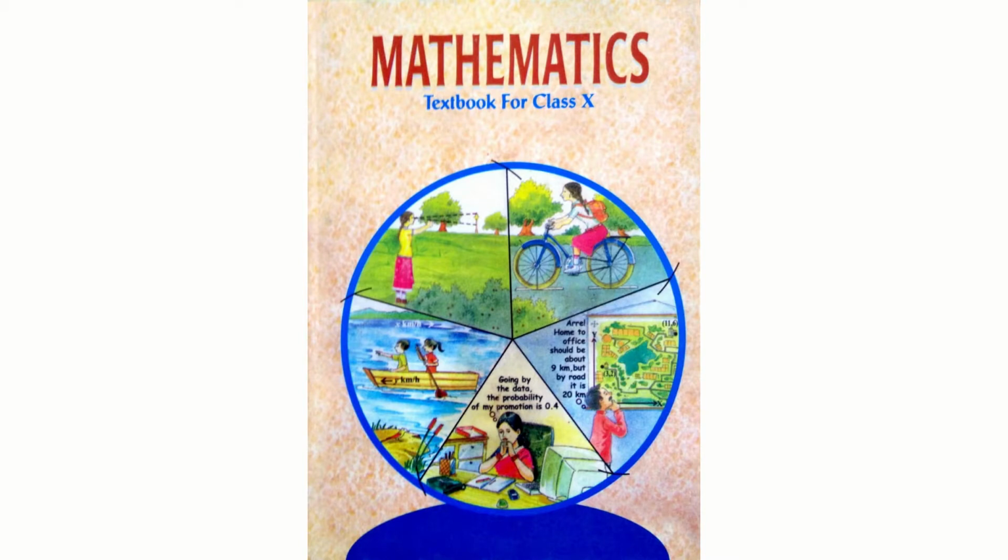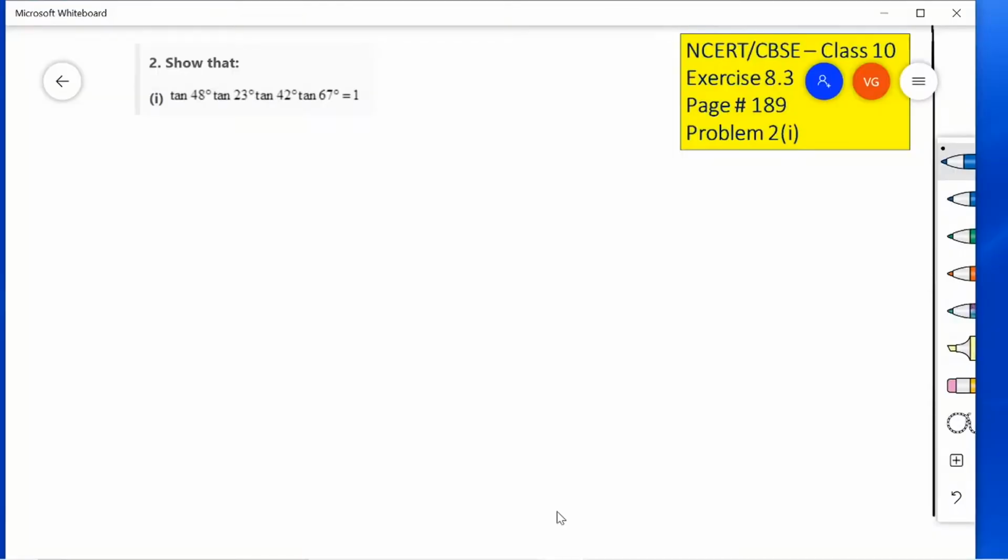I am going to solve CBSE NCERT textbook for class 10 with a detailed explanation for all the chapters. This is the second problem from exercise 8.3 from page number 189. It has two subsections, and the first subsection problem is like this: tan 48 degree, tan 23, tan 42 and tan 67 is equal to 1. We have to show that the left hand side sum is equal to 1.